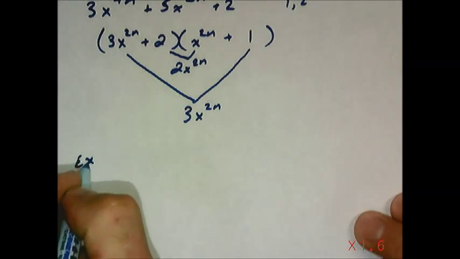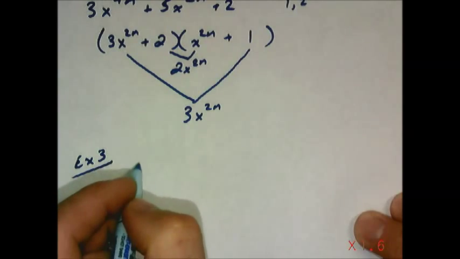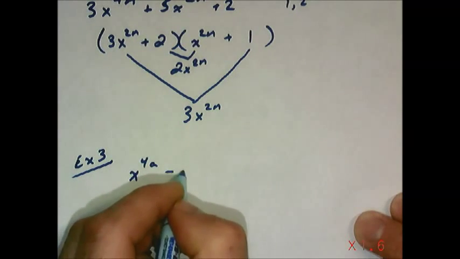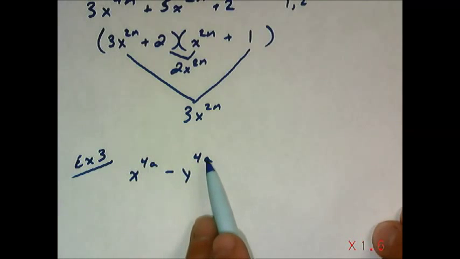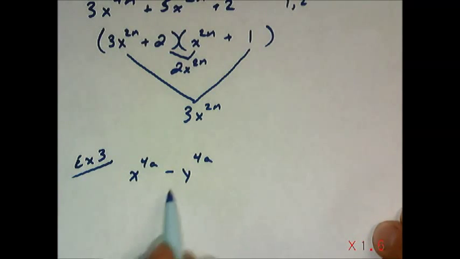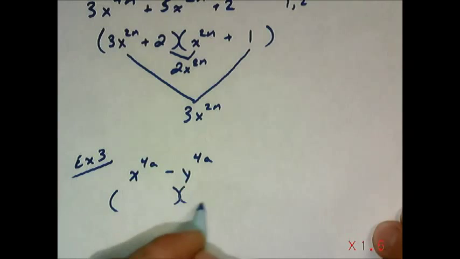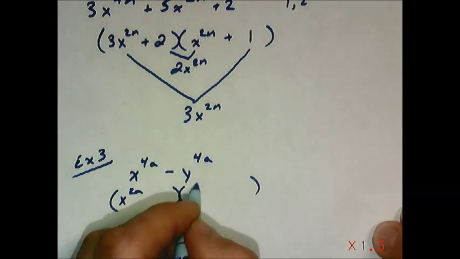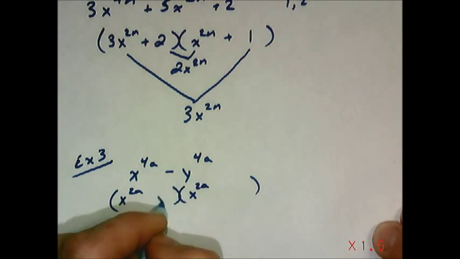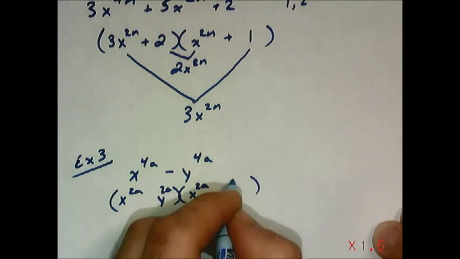In example 3, let's look at x to the 4a minus y to the 4a. Notice on this one, we don't have a 2 to 1 ratio. We also don't have 3 terms. But if I think about 4a and 4a, those are perfect squares. So this case is going to allow us to factor it with a difference of perfect squares. And we have x to the 2a and x to the 2a. To get y to the 4a, we have y to the 2a and y to the 2a.